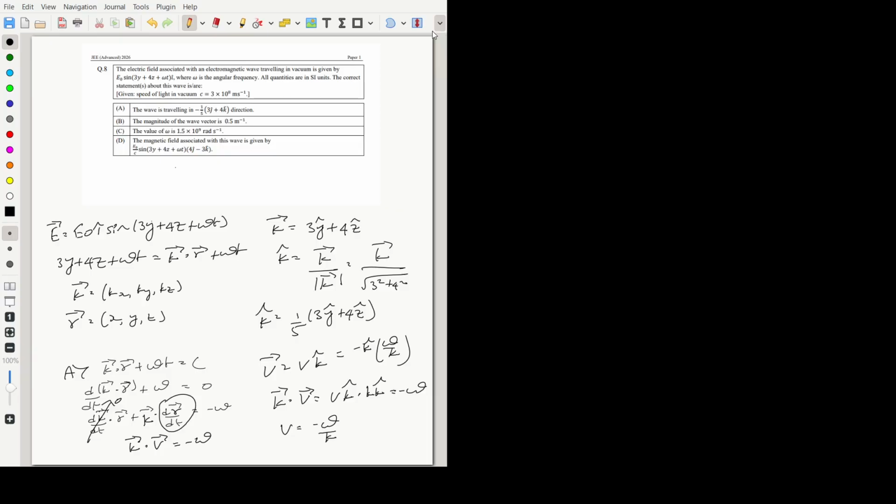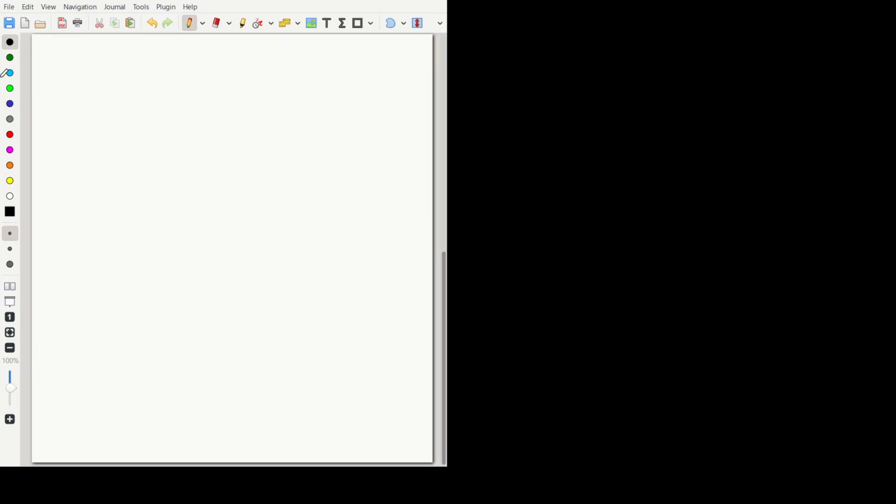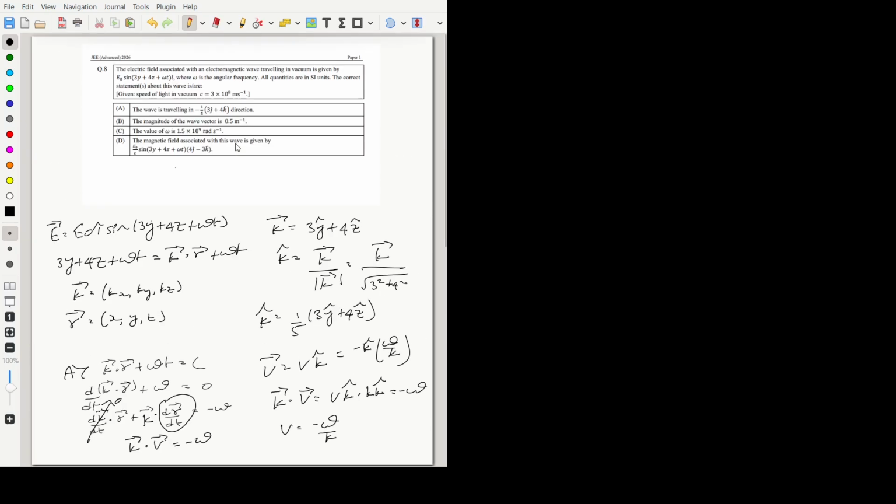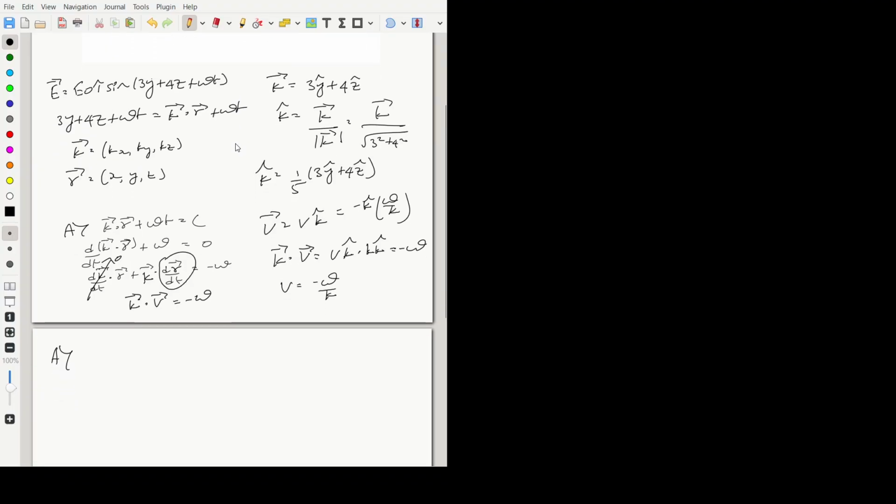So the direction in which my wave is propagating is in fact the negative k hat direction, which means option A, which says the direction of propagation is negative k hat, is actually true.